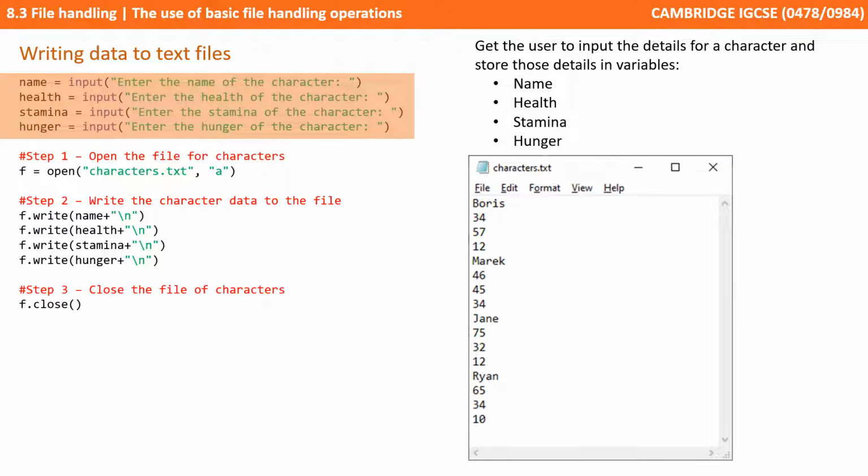What about writing data to a file? Well, let's look through this sample program on the left. So the first thing we're going to do is get the user to input the details for a new character. And we're going to store those in the program in some sensible variables called name, health, stamina, and hunger.